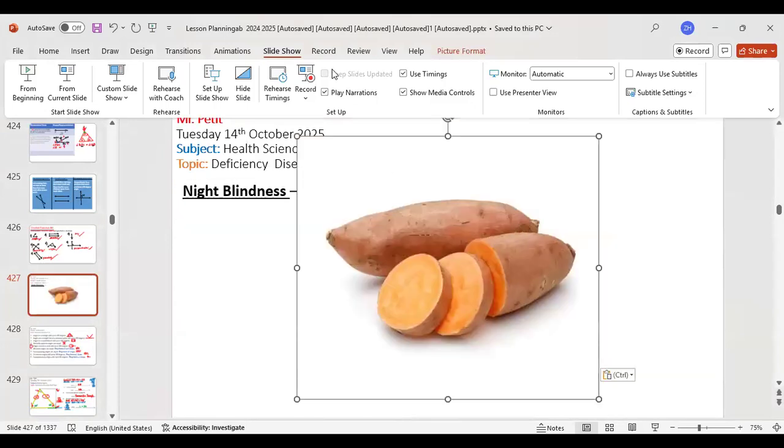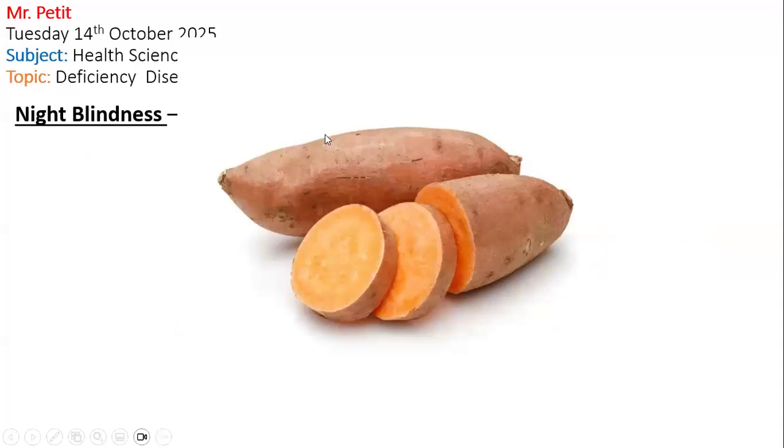What is this? Sweet potato. Sweet potato, thank you. You can call it yam too. Milk? Oh, and pepper. Orange pepper.